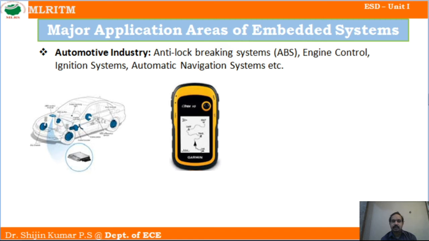Then GPS, that is automatic navigation system. Nowadays we can see driverless cars are also there. They will sense inputs from the environment using cameras, lidars, etc., and according to that input the car will run automatically. So that is the application in what? Automotive industry.